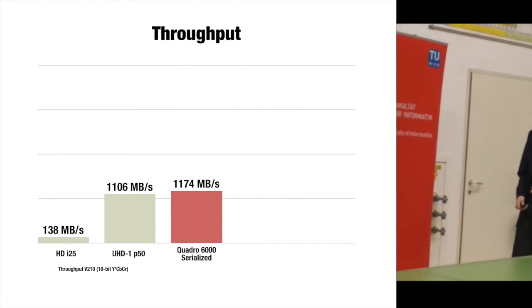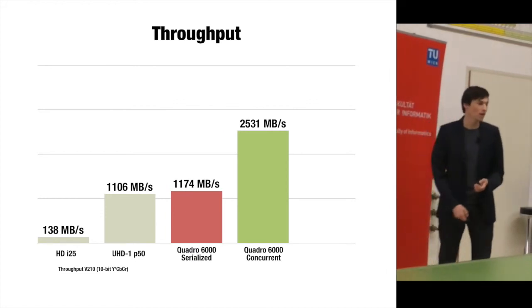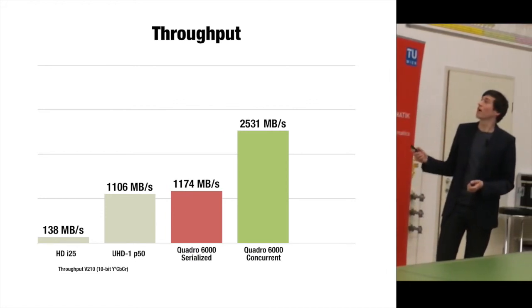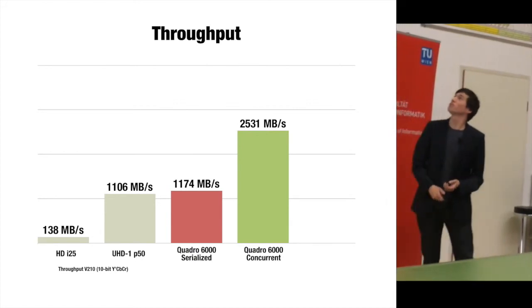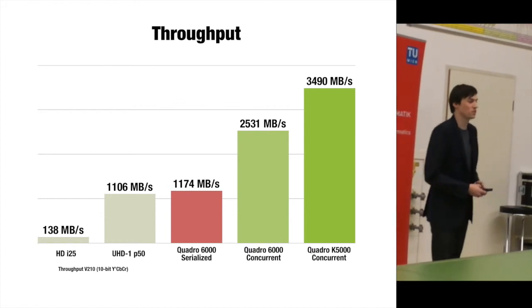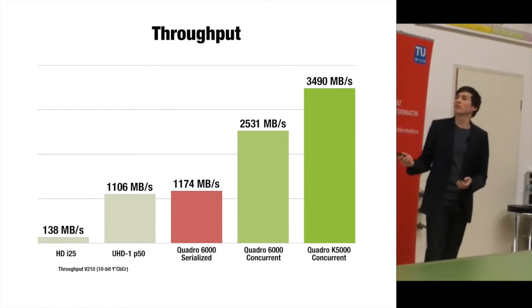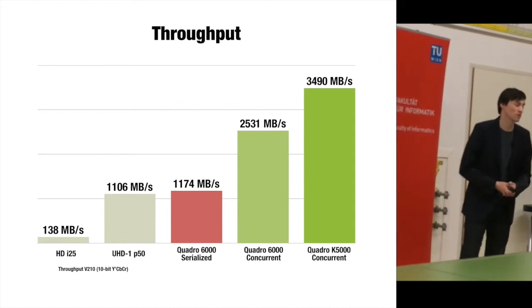Using the overlapped parallelized approach, I was able to double the throughput. And these two graphs here actually use a pretty old graphics card. So if you use a newer graphics card, you could even achieve much better results. And this fits 3 UHD1 streams in real time on commodity hardware today.